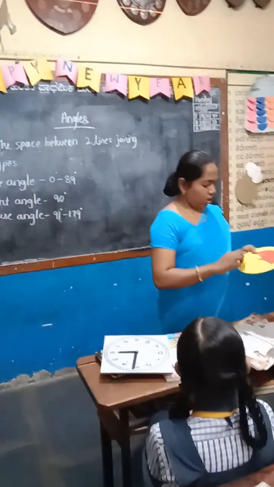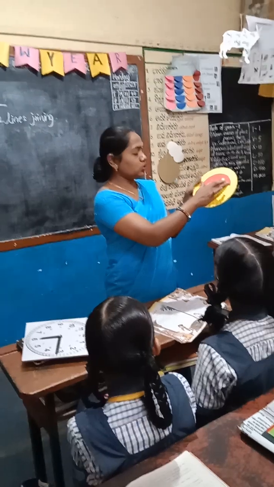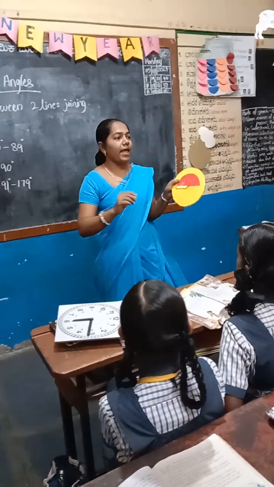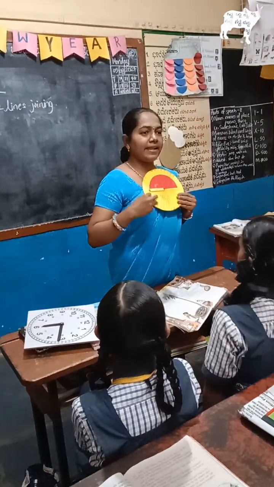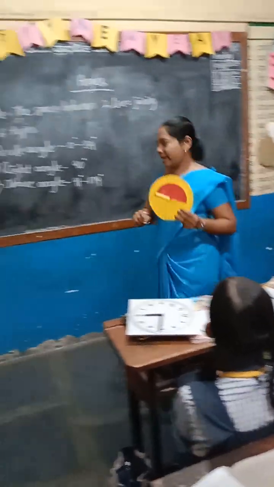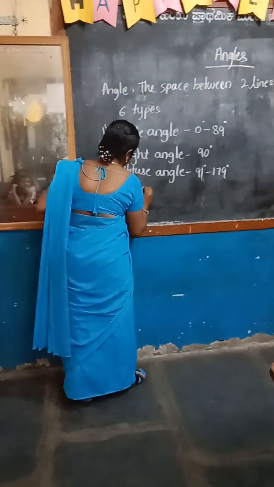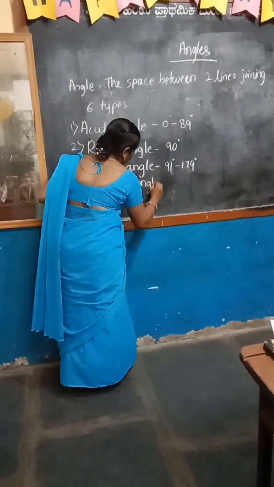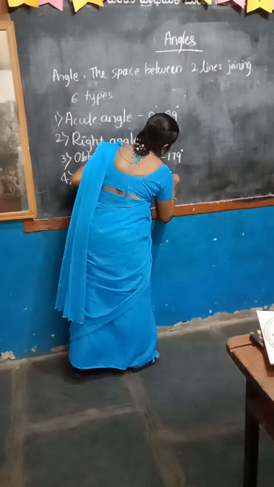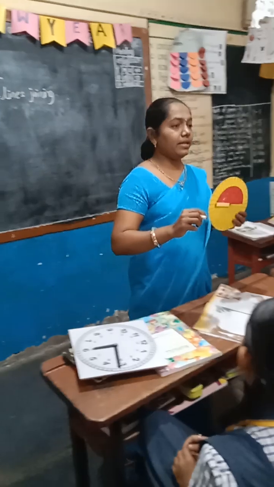So after the obtuse angle, I move a little bit. When it reaches 180 degrees, it is known as straight. It creates a straight line. For that purpose, it is known as a straight angle. It is exactly 180 degrees. It is known as a straight angle.